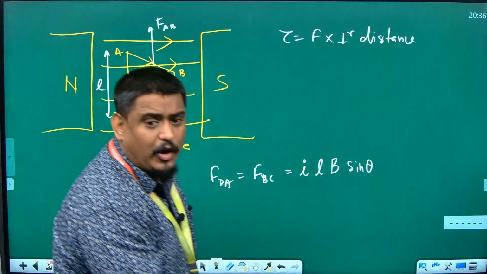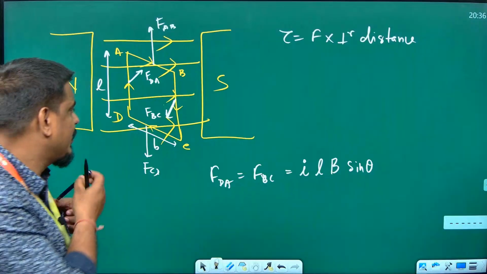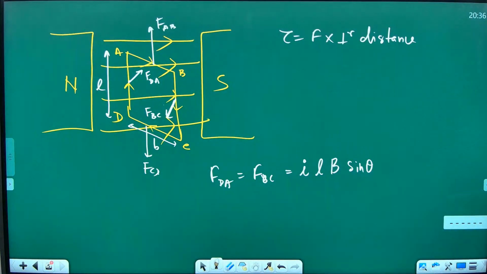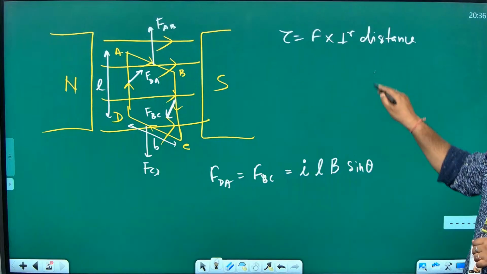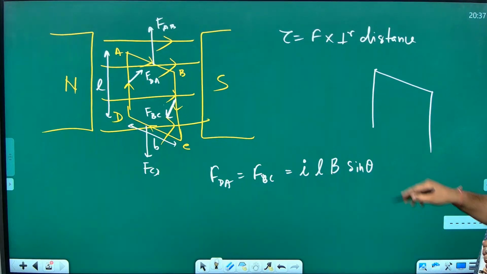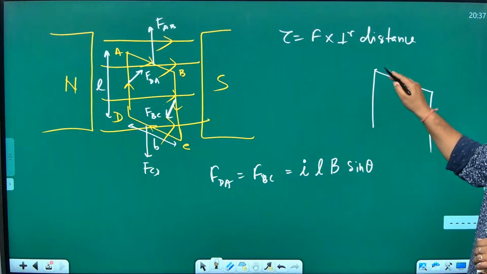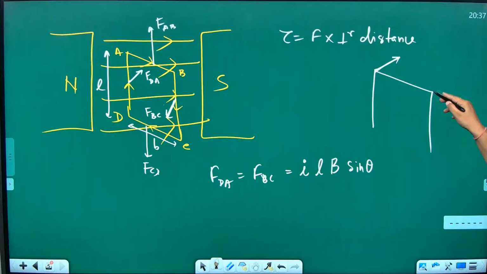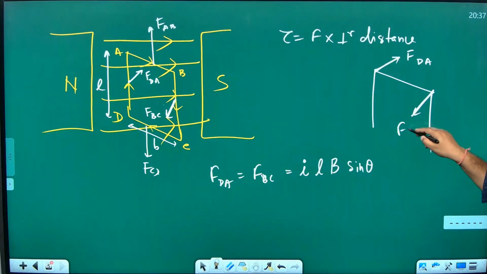So, all of you I think have drawn and written. Please pay attention now. I'm once again going to redraw it, only the upper part. So, this coil, if I am drawing, I told, see this FDA I am drawing here for making it easy to understand, and FBC I am drawing here. It is like this, right? FDA and this is FBC, right?